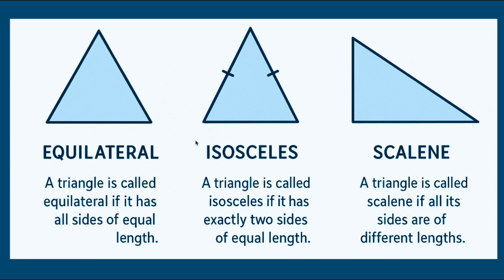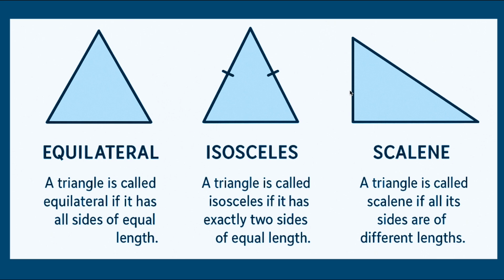So what is equilateral, what is isosceles, and what is scalene? A triangle is called equilateral if all its sides are equal. Isosceles has exactly two sides of the same length. And this one is scalene, a triangle having all different sides. Okay, so we will use these rules to write the code.